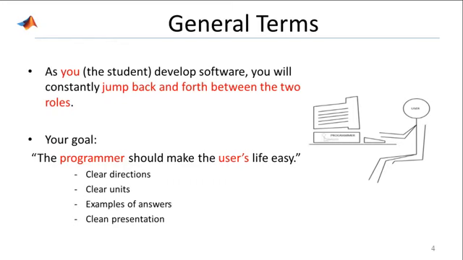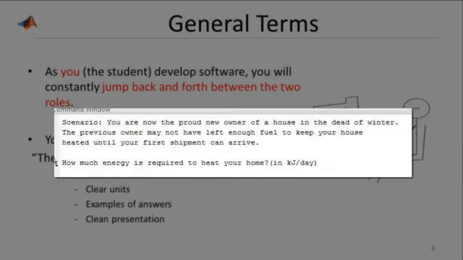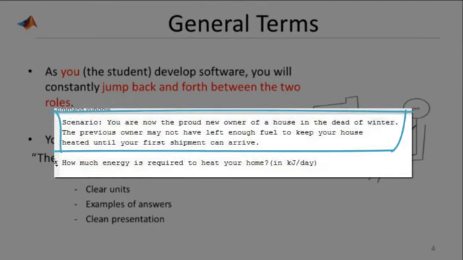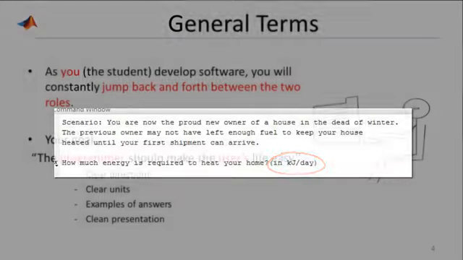Software is quickly abandoned or uninstalled if it is hard to use and hard to understand. For example, such a direction as "enter decimal" is confusing. What for? Which one? We have so many. On the other hand, this description is clear. It states the context with a little story, and it even has clear directions and units. So always keep that in mind.